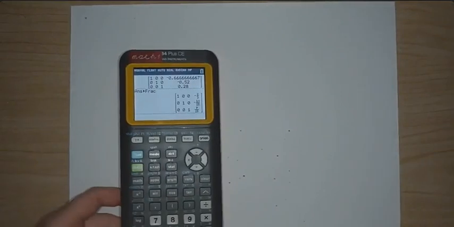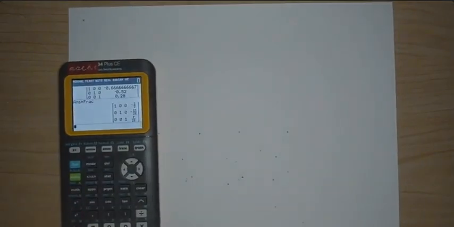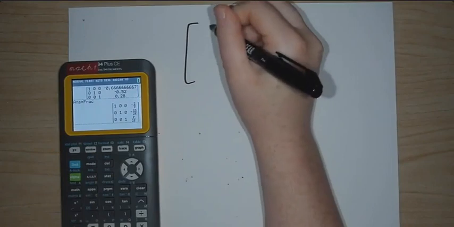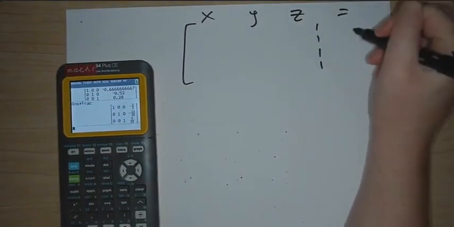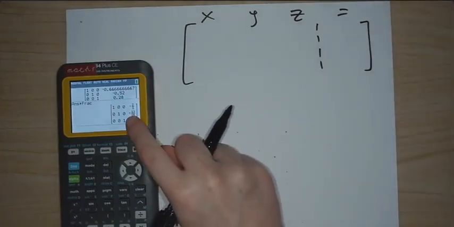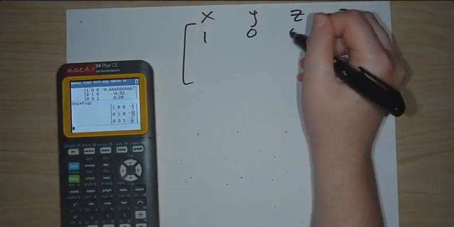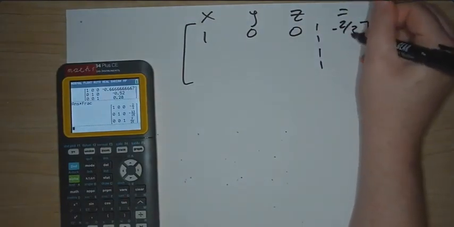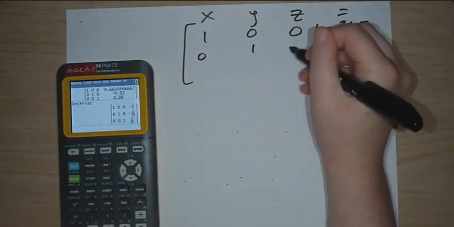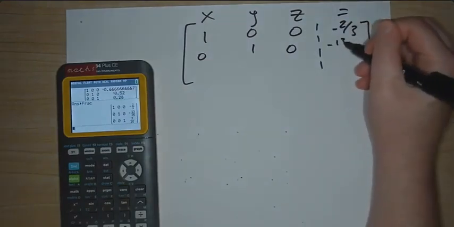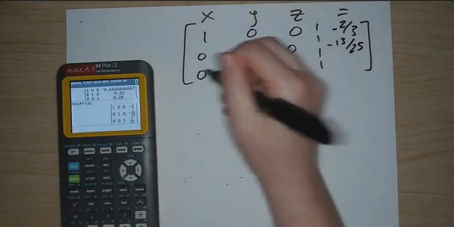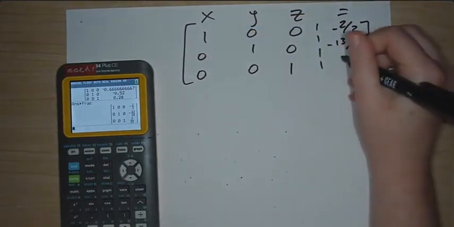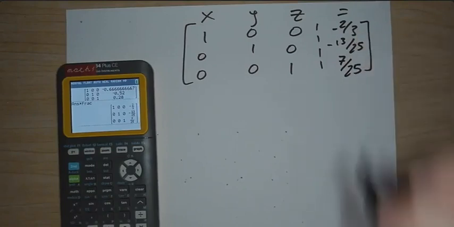So I'm going to write that out. We have for the x, y, z, and equal column, our calculator has given us a 1, 0, 0, negative 2/3, a 0, 1, 0, negative 13 over 25, and for the last one it has given us a 0, 0, 1, and a 7 over 25.